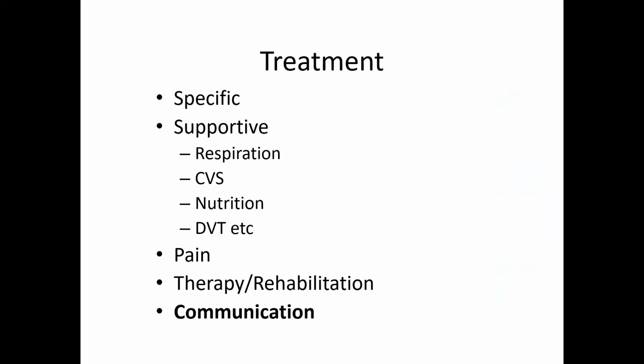Now, treatment. There is a specific treatment for some, like epilepsy and Parkinson's, but most neurological diseases need supportive treatment. For example, Guillain-Barré syndrome: the specific treatment is IVIG, but just giving IVIG wouldn't save the very severe GBS. So you need respiratory support, cardiovascular support, nutrition, prevention of DVT, and pain control is also important.